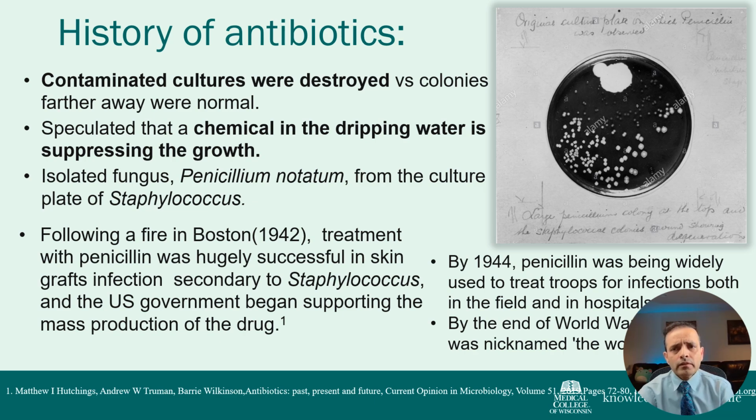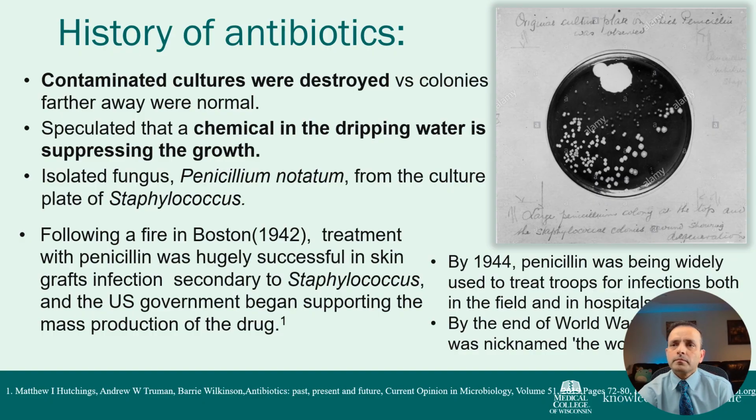Then there was a fire in Boston in 1942, and penicillin was hugely successful in the preservation of skin grafts and in preventing staph infection in those cases. That was a triggering moment for the U.S. government to support mass production of this medicine. Then in 1944, it was used in troops, both in the field and in the hospital, in World War. It saved millions of lives, and that's why penicillin is called a wonder drug.